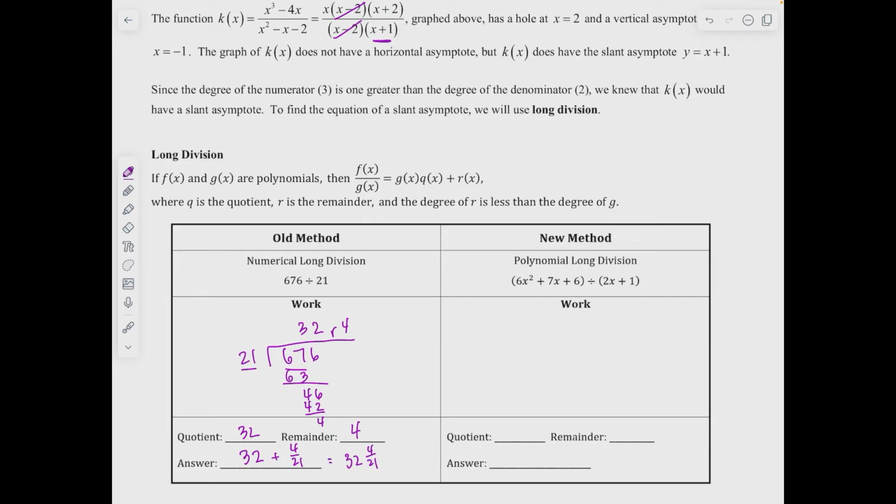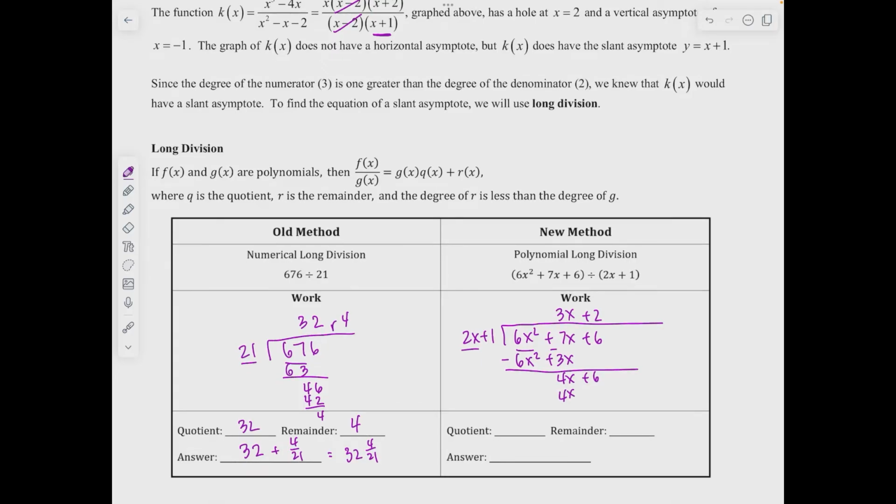So that's one way. So when we do the 2x plus 1 into 6x squared plus 7x plus 6, we look at the first terms. 2x times 3x is how you get 6x squared. So that's 6x squared plus 3x. I'm going to sign change because I'm subtracting. So 7x minus 3x is 4x. So 2x times 2 is how I get 4x, positive 2. So this gives me 4x plus 2.